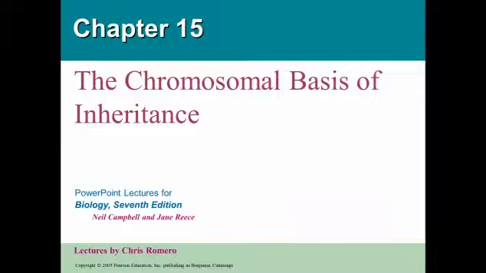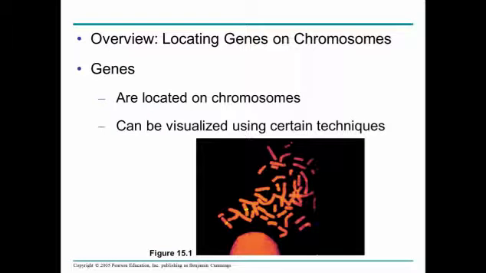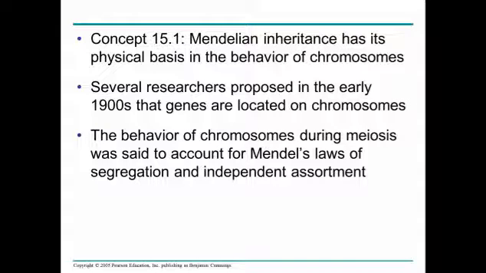All right, this is chapter 15, Campbell's 7th edition biology, chromosomal basis of inheritance. So we're talking about genes and how they're inherited. We're moving on a little bit from Mendel, so a lot of this is based on Mendel.